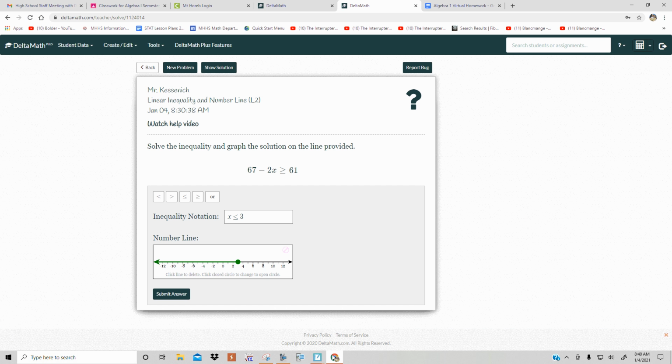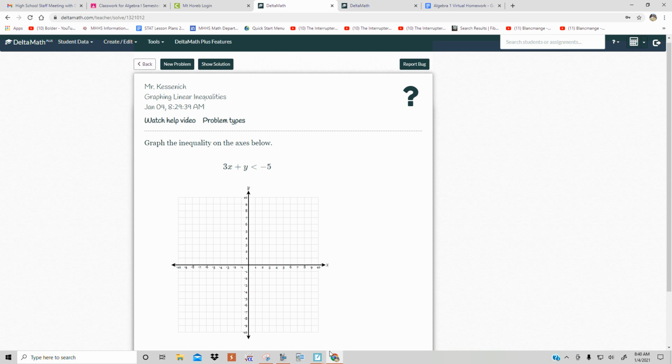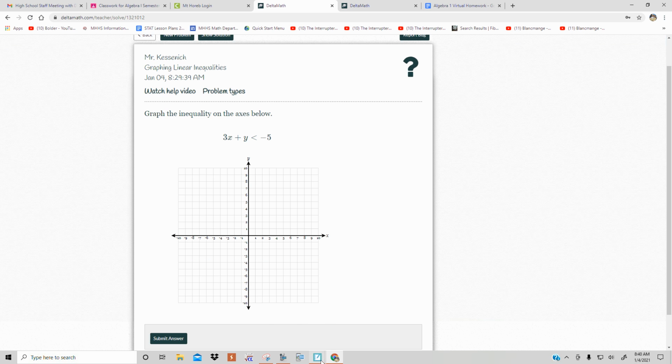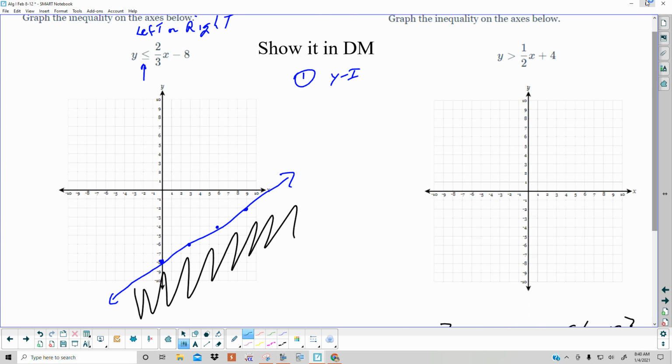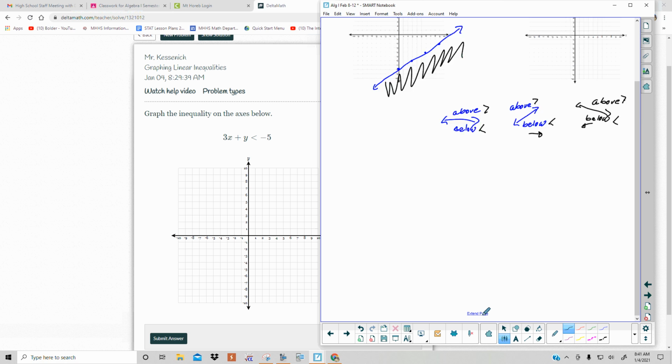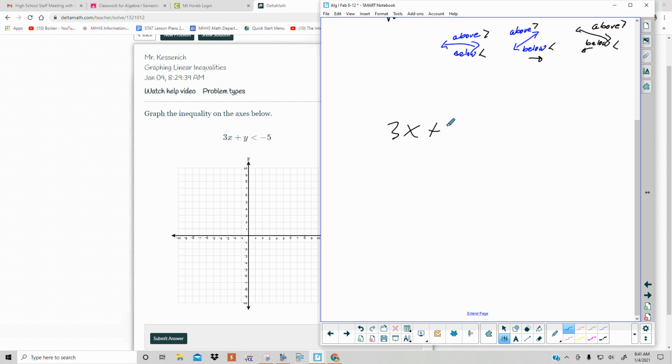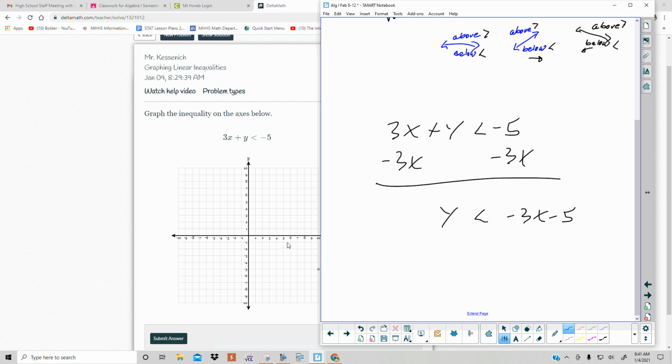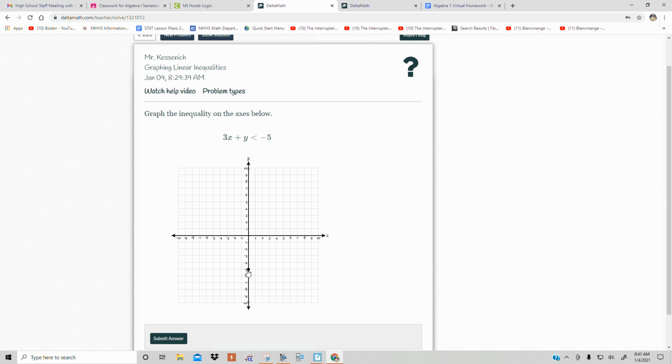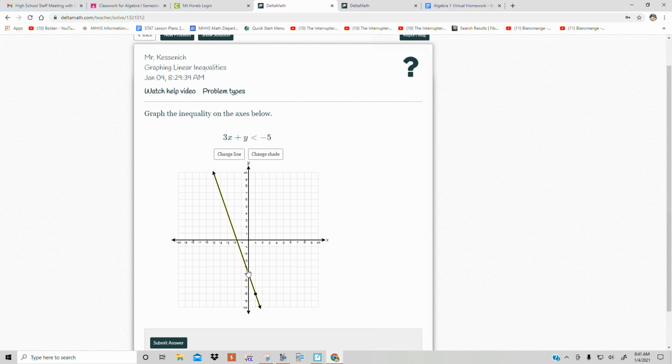So let me show you in Delta Math. The first thing we've got to do is solve for y. So you've got 3x plus y is less than negative 5. Start by subtracting the 3x. And you get y is less than negative 3x minus 5. So now I have to go to negative 5, and the slope is negative 3x. So I go down 3, right 1, and put another point.